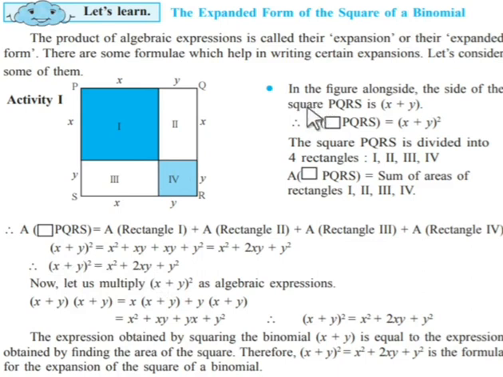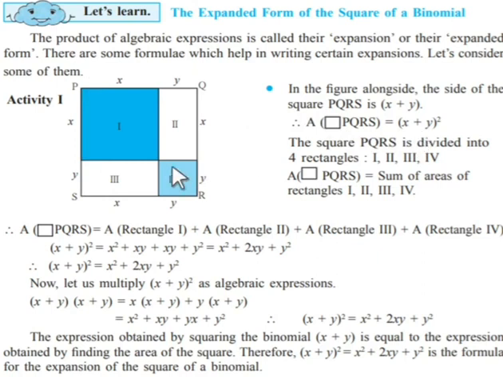Now in the figure alongside, the side of square PQRS is x plus y. Here this is the square PQRS. In this square PQRS, the side is x plus y. If you look at all the four sides, all the sides are of the same length and the length is x plus y. Therefore, the area of this figure is x plus y whole square. Here the area of a square is side square, that is x plus y whole square.